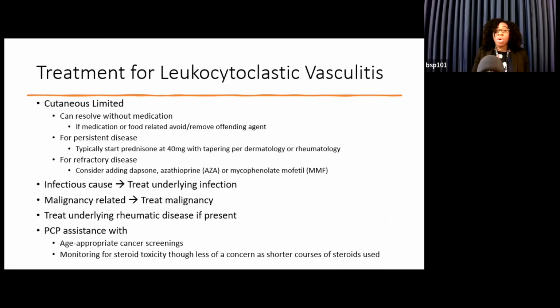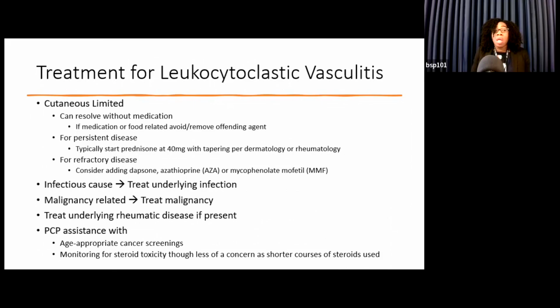However, in those cases where you remove the offending agent and things don't get better, it's important to treat it. And we typically start with prednisone around 40 milligrams, and you guys can work with ourselves or dermatology in terms of tapering this further to get symptom resolution. And for people who are refractory to even prednisone therapy, we consider adding agents such as dapsone, azathioprine, or mycophenolate mofetil. If the known etiology is infection, treating the infection usually helps things resolve.